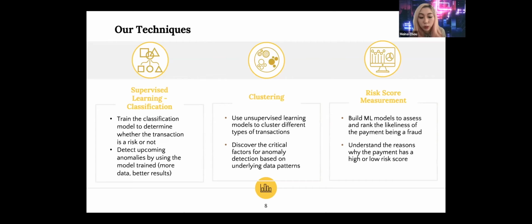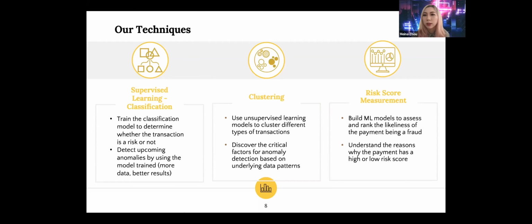The first one I want to talk about is called supervised learning, which is the classification problem, when your training data has a label. So for the fraud detection problem, that means when your data set already knows which is the fraud and which is not fraud, then you can train the classification model to determine whether the new transaction is risky or not. And then we can also split the data into training and test data sets to see how it performs.